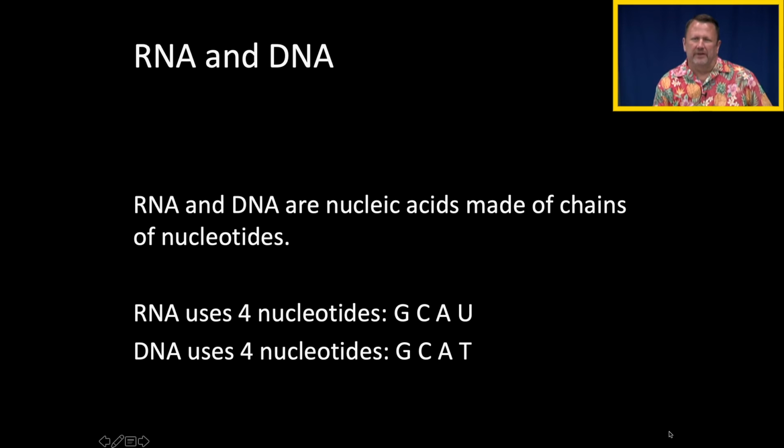All right, so let's talk about the nucleic acids, RNA and DNA. RNA and DNA, our nucleic acids, are formed of chains of nucleotides. And they both use the same nucleotides. RNA uses G, C, A, and U, and DNA uses exactly the same four nucleotides, G, C, A, and T. There's a little teeny tiny difference between T and U, hence the different names.